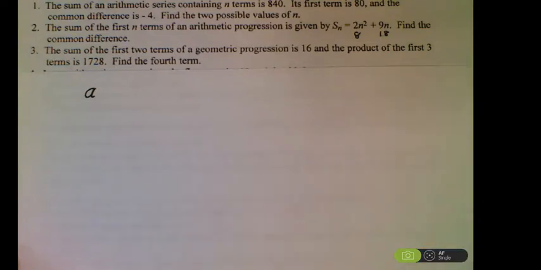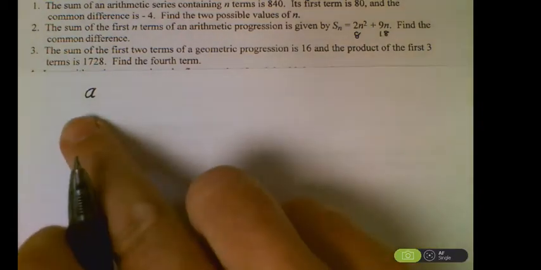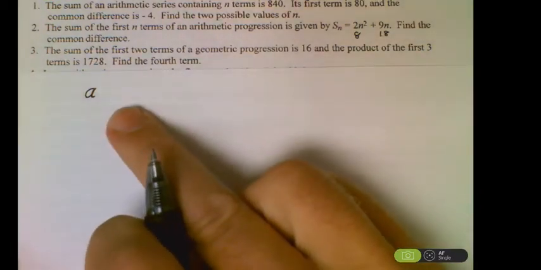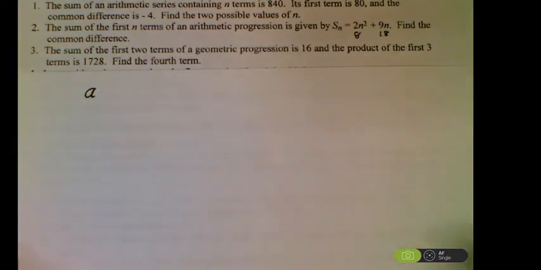The second term, so keep in mind with the geometric pattern, you're always multiplying by something to get the second term. We just call it the common ratio, what's being multiplied.